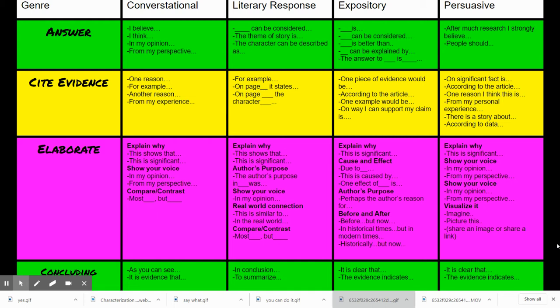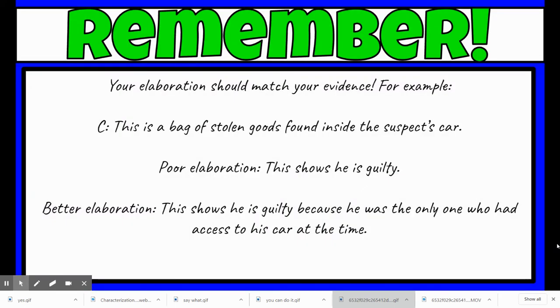Make sure that your elaboration matches your evidence. And we're going to go over this again. But as always, we always want to make sure that our elaboration goes with our evidence. So you're going to use this matrix to help you figure out the sentence starter so you don't get stuck. You get over that writer's block. Let's take a look at an example of how we can make sure that our elaboration matches our evidence. Let's say, for example, that we have the evidence.